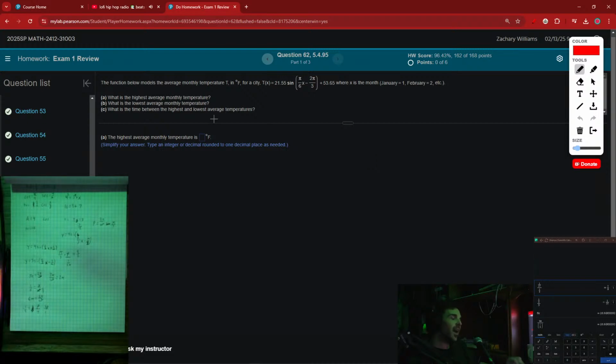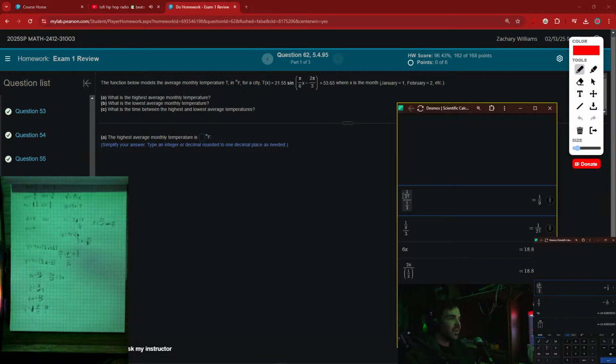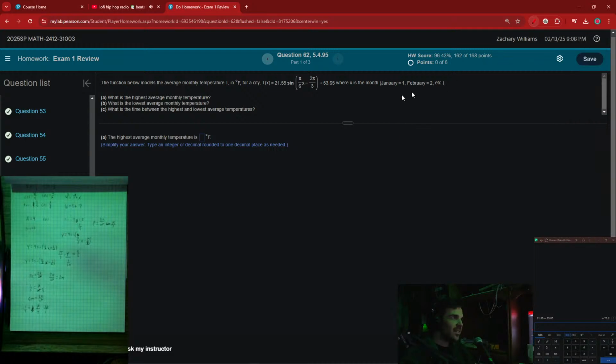Okay, highest average monthly temperature is simply amplitude plus vertical shift. Amplitude 21.55 plus. This is easy though. I believe. We're about to find out. This C part is going to be, I think, where they decide to mess with this.